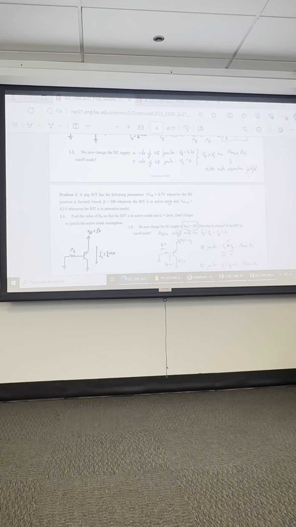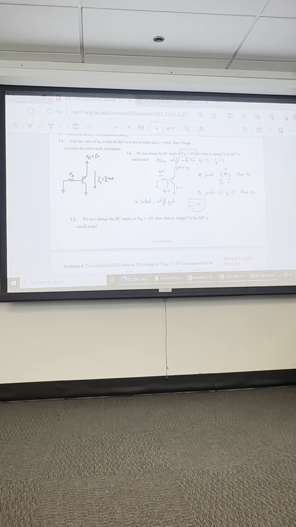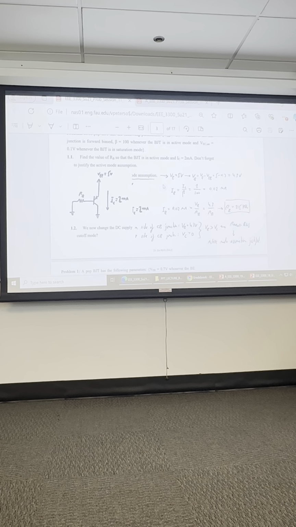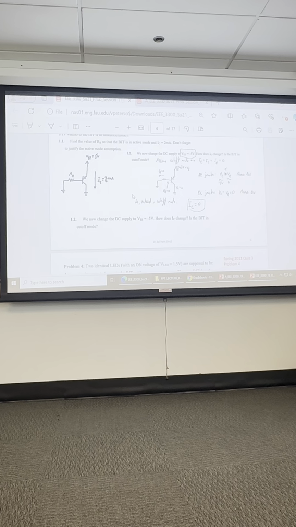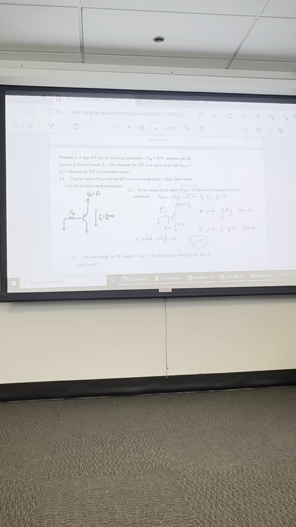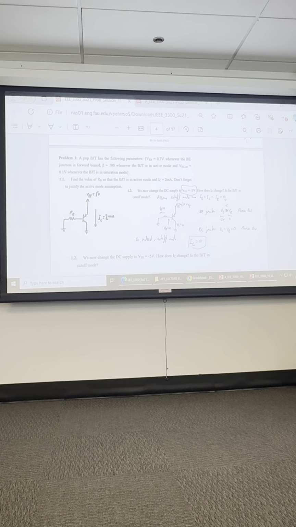However, we go through the analysis assuming active mode failed here, and it's not in saturation because the current is going backwards. So the only mode left we can declare is cutoff mode for the circuit. We really can't find a logical result for active mode or saturation. So we assume cutoff. Emitter current, collector current, and base current are all zero.